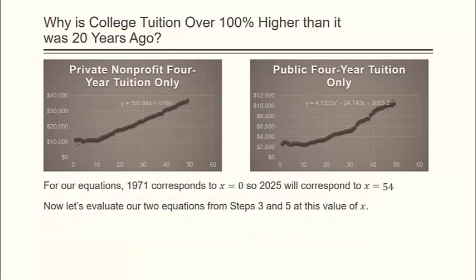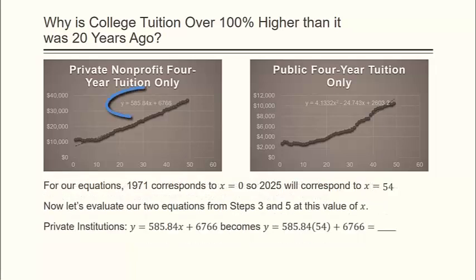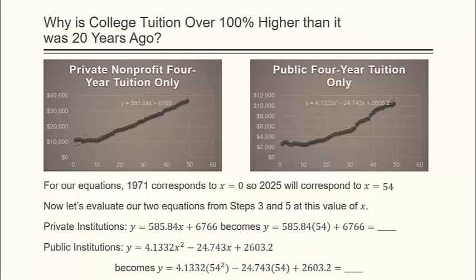So for private institutions, there's our best fit line, and we're going to replace the x with the number 54 and do a computation with your calculator, and that will give you a prediction for how much it's going to cost a student entering a private four-year institution if they start in the year 2025. Okay, we're going to do the same thing for public institutions.